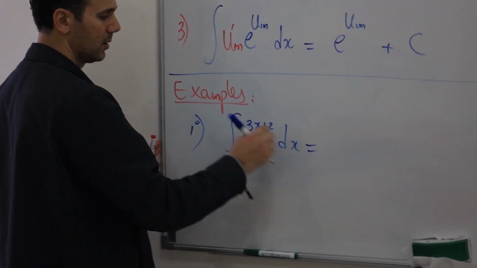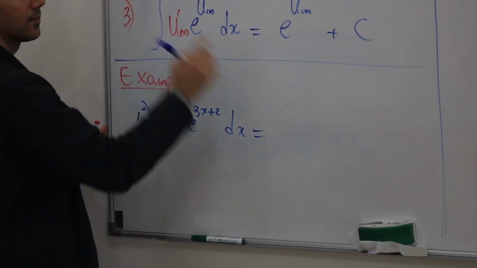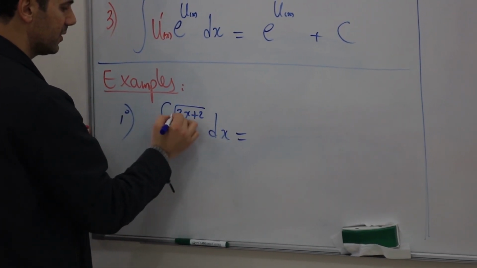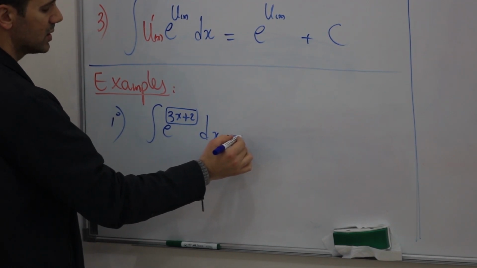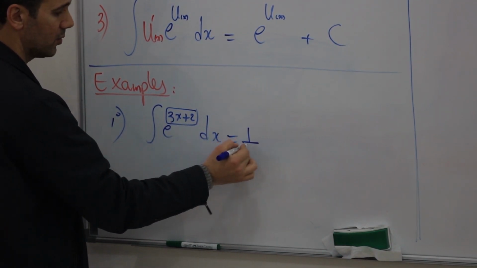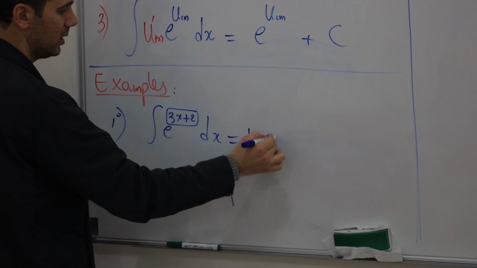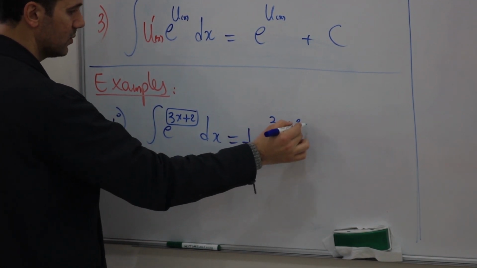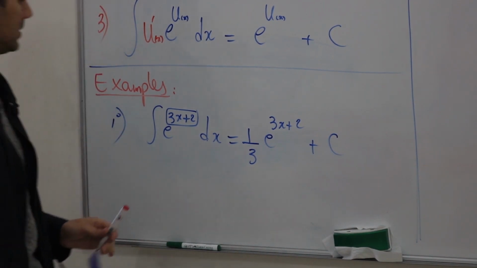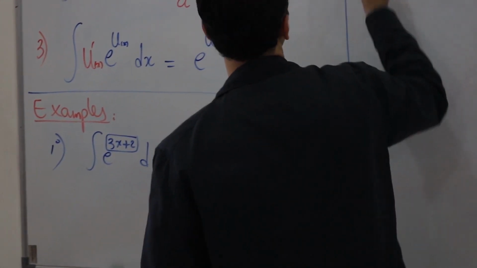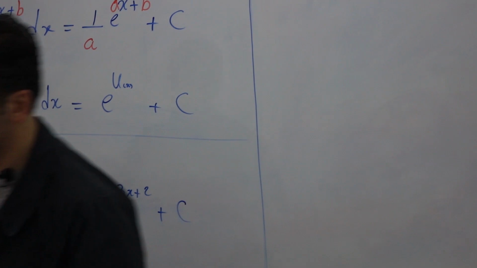It will be what? It's similar to the second case. It will be the derivative of this, which is 3, so it will be 1 over 3 e^(3x+2) plus c, don't miss it. Okay? It's direct.